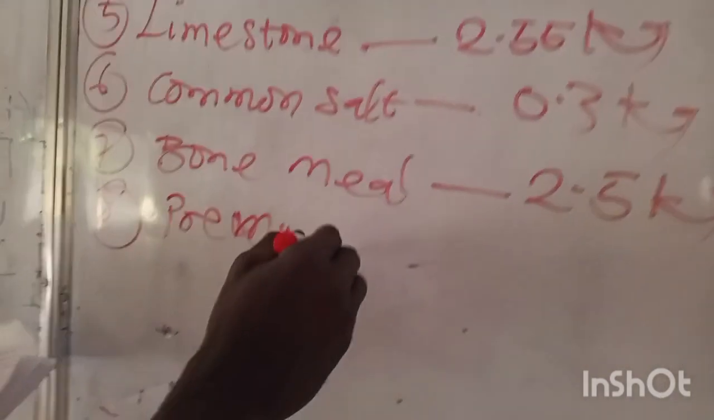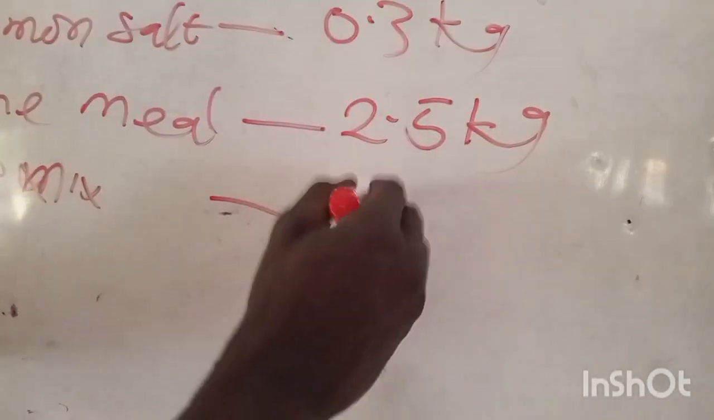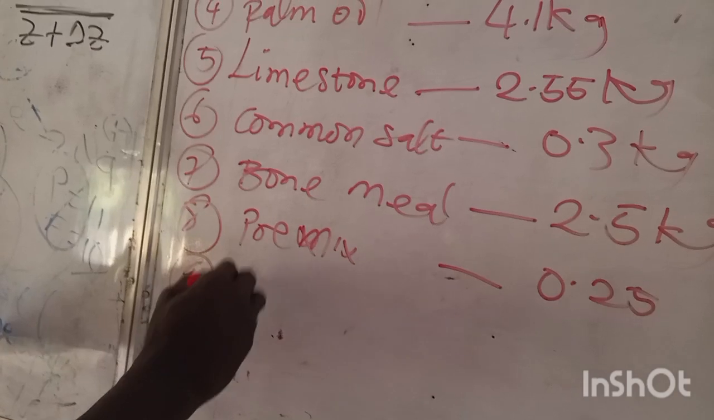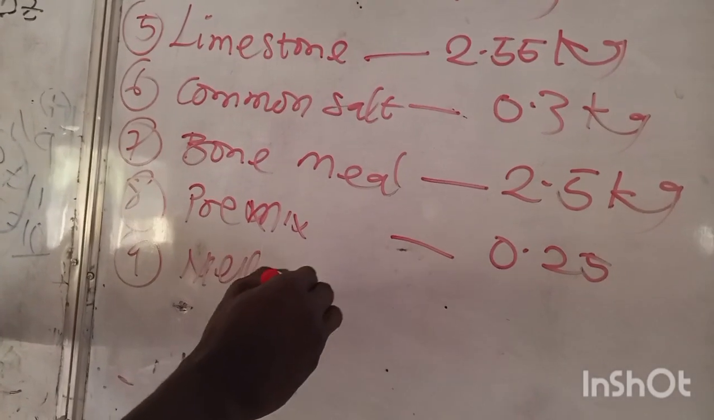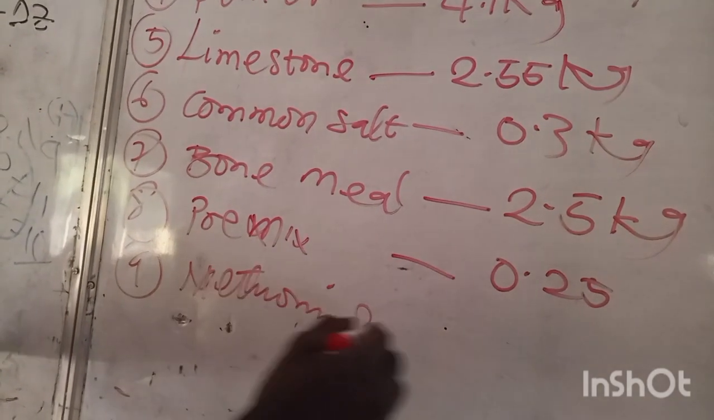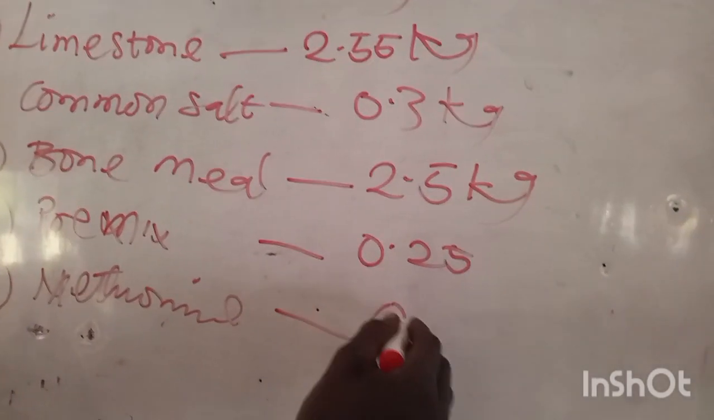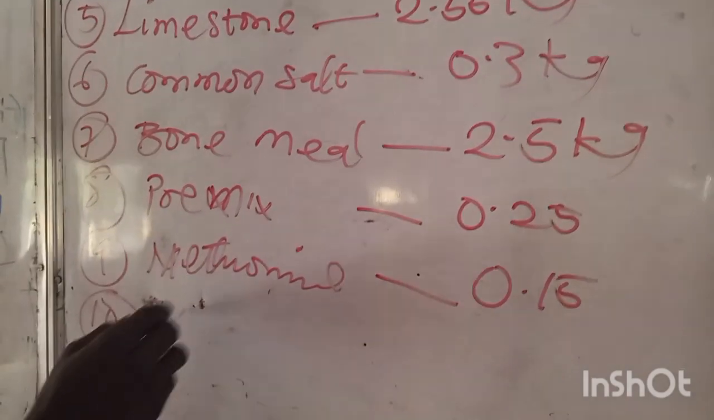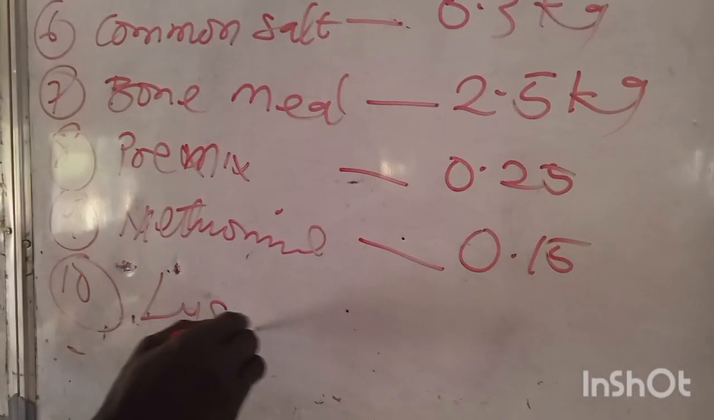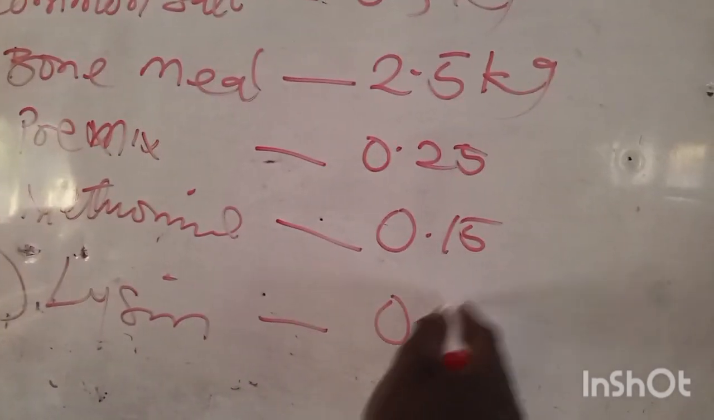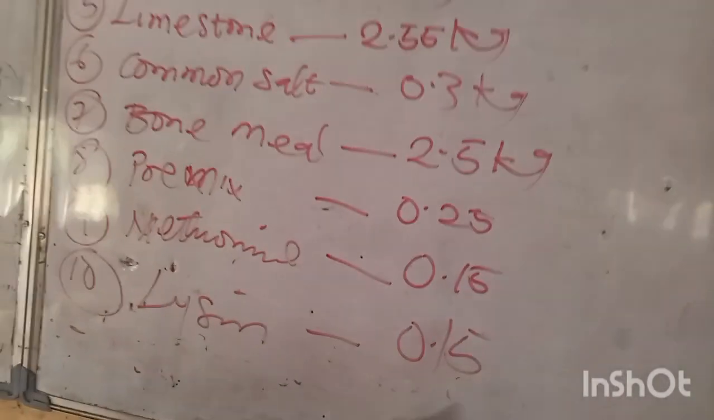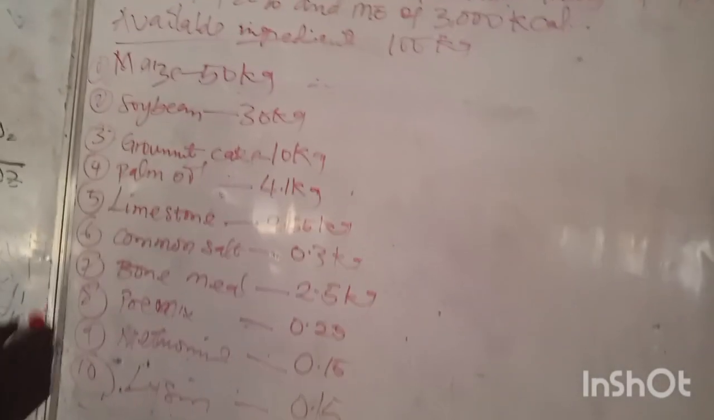Our premix is going to be 0.25. Number 9, our methionine is going to be 0.15. Then number 10, which is our lysine, also 0.15, because the remaining value from the whole 100 kg is 0.15. So now what do we do next?